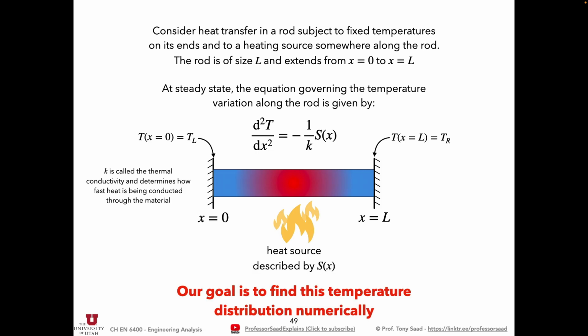So I don't know, with a small k, maybe we're going to have a very high peak in the middle, and then it's just going to drop off quickly. With a larger k, it might look more like a parabola. Those are questions we're going to ask when we solve this problem numerically.